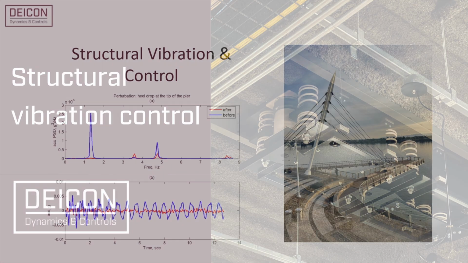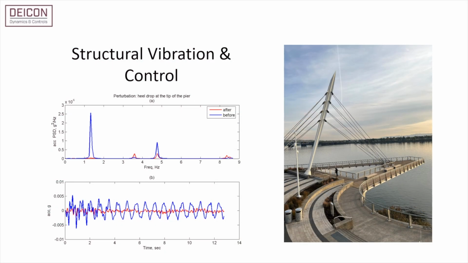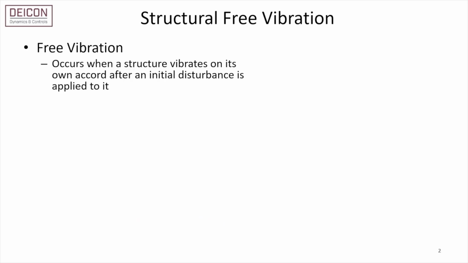This video provides an overview of structural vibration, examining both free and forced responses, and outlines strategies for effective vibration mitigation. Free vibration in a structure takes place following an initial disturbance without the influence of any continuous external force. The motion during free vibration is transient and decays with time.